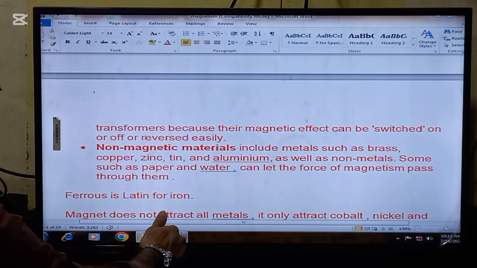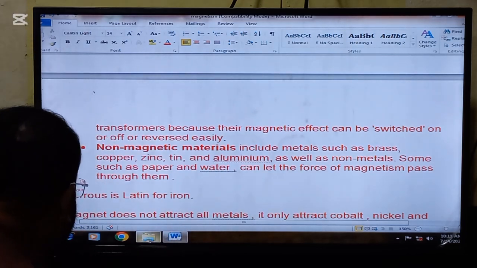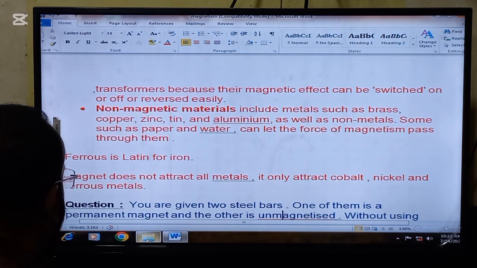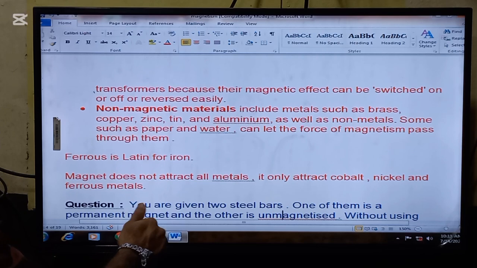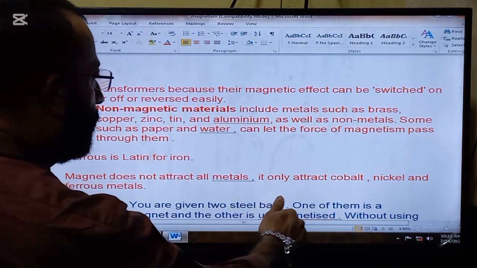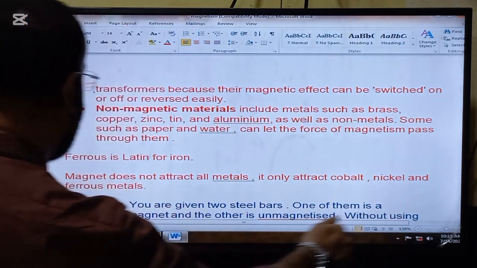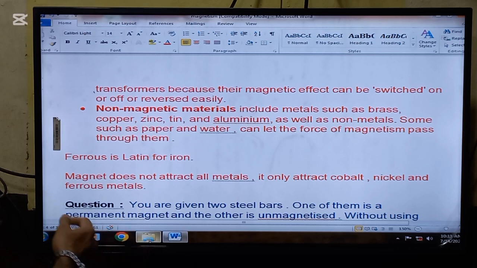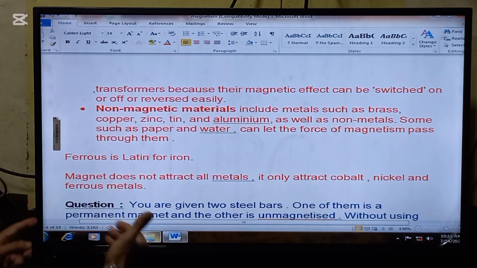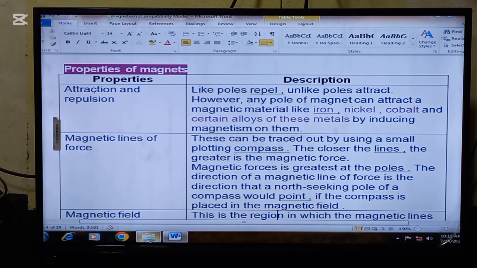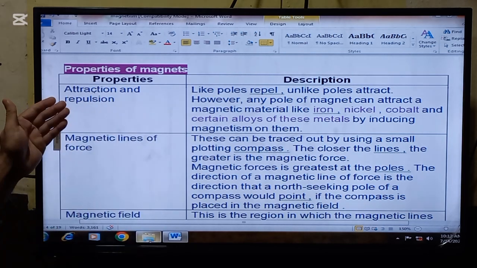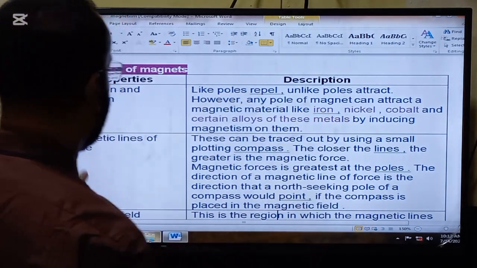Ferrous is Latin for iron. A magnet does not attract all metals. It only attracts cobalt, nickel, and ferrous metals. Ferrous metals are iron metals. The next thing that we are going to read is the properties of the magnets. So here are the properties and here is the description.